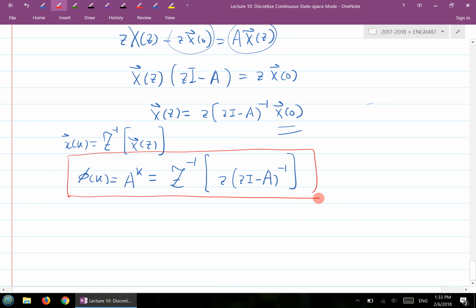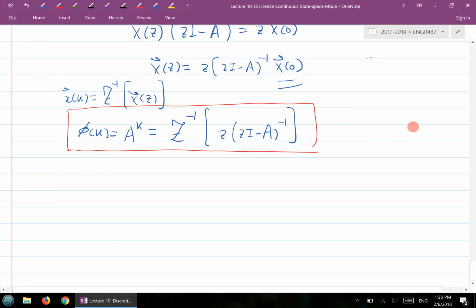Good. I'll show you an example to see how we can calculate this. So this is A matrix 0, 1, negative 2, negative 3, and we want to calculate A to the power of k. I'm going to use this formula right here to calculate this A to the power of k.